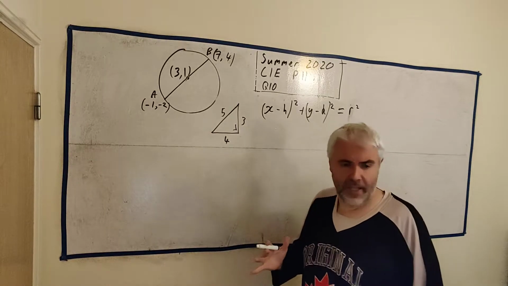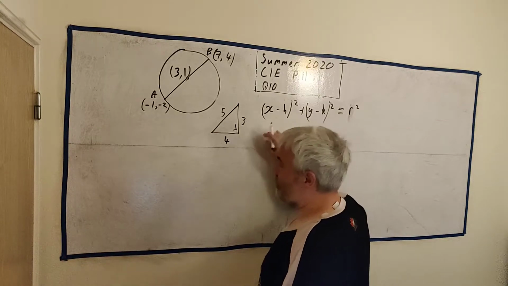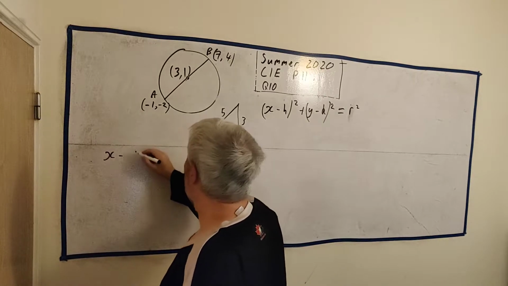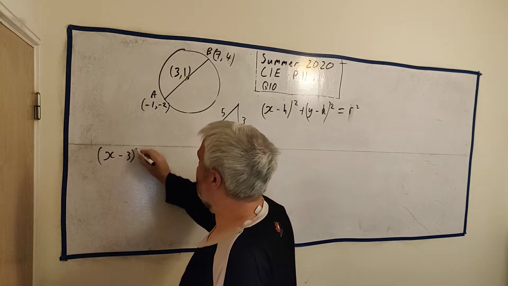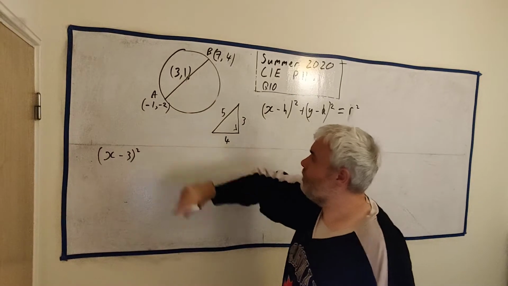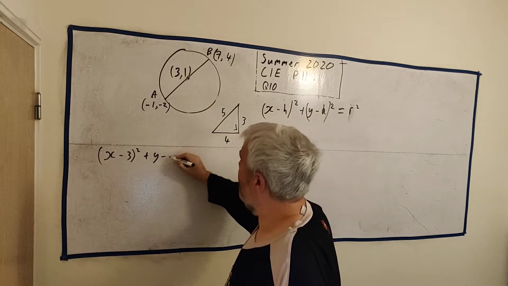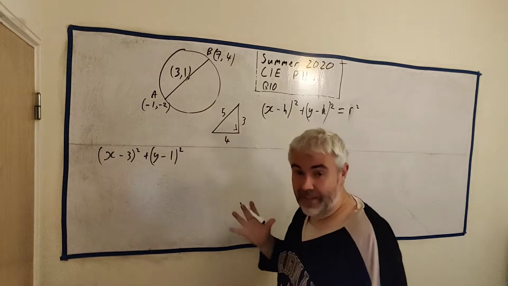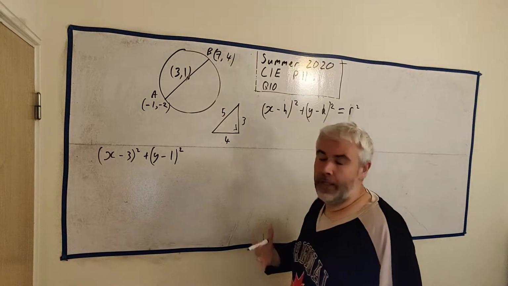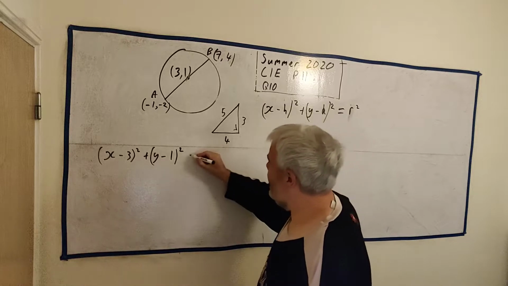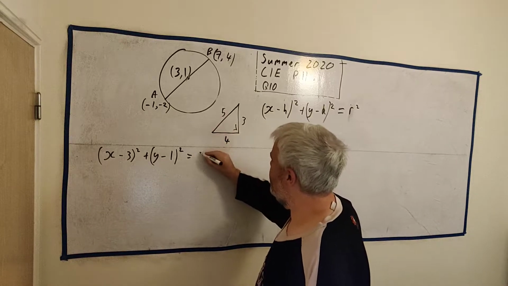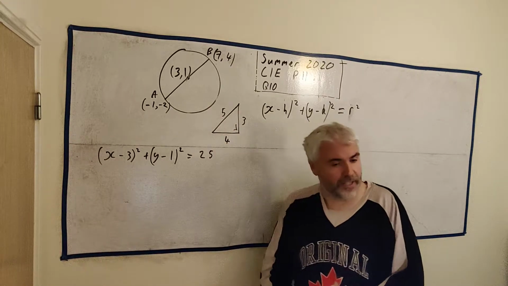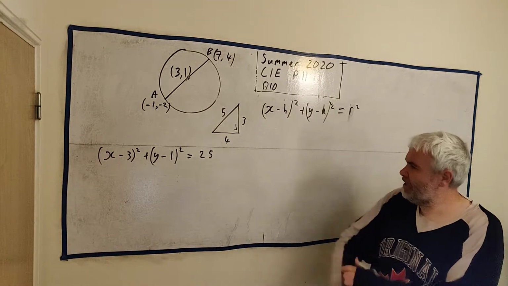So that's pretty much the answer to part A. The formula, you just fill this in. It's (x minus 3) squared. I got 3 from this number here. Plus (y minus k), that's 1. I'm just filling out this formula, which is given to you. It'll be in your formula tables. And is equal to r squared. r squared is 25. So that's part A. Let me continue to part B.